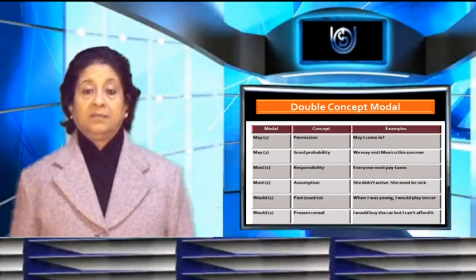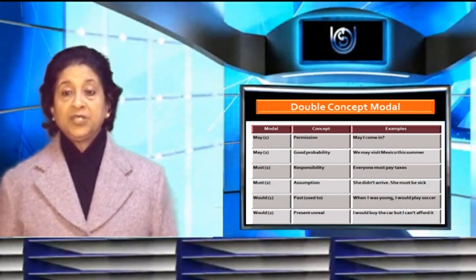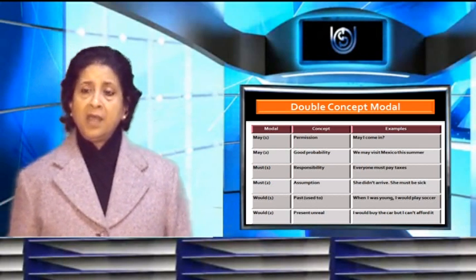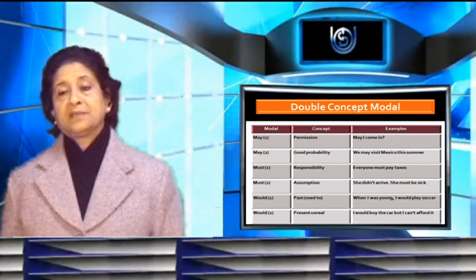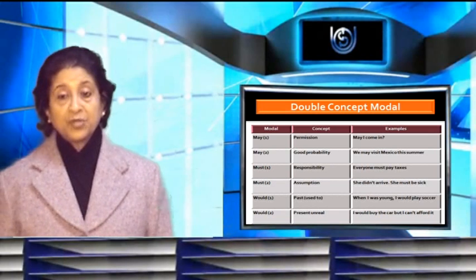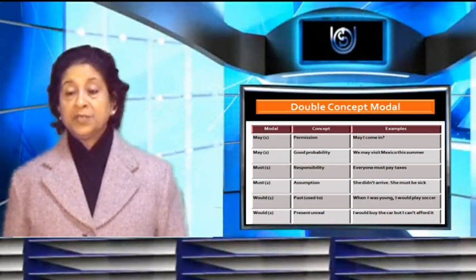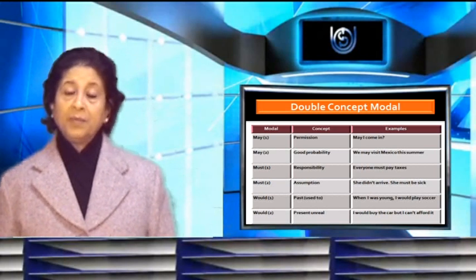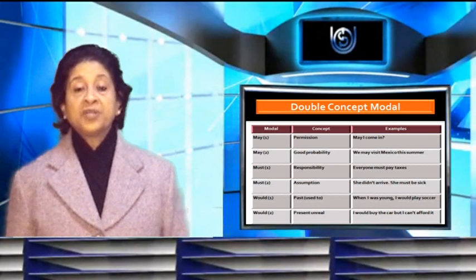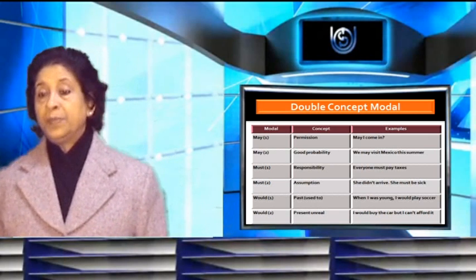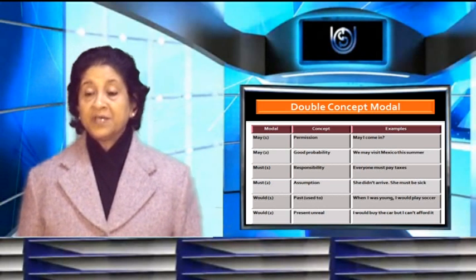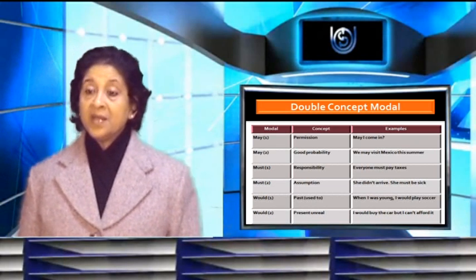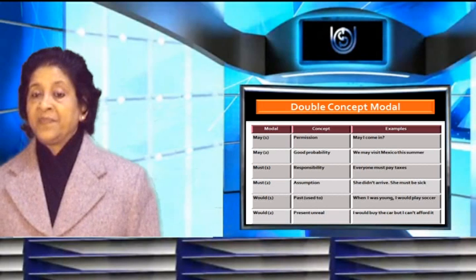Now must. In the first condition, the modal must is used when responsibility is there. See the example: everyone must pay taxes. It's a responsibility. We are supposed to pay taxes. We must pay. That shows responsibility. Another must, same modal, but the concept is assumption. See the example: she didn't arrive. She must be sick. Now we are assuming that she has not arrived, so she must be sick. So this is assumption.